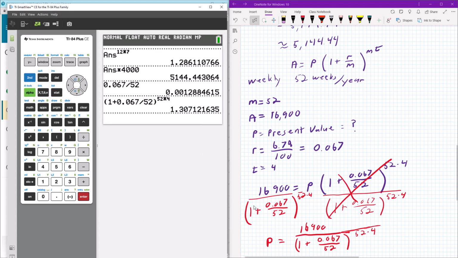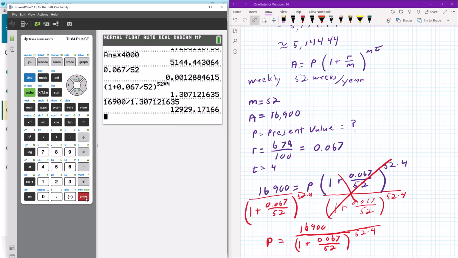So now all I need to do is divide 16,900 by that quantity. And that's what I'm going to do. 16,900 divided by, now I'm going to highlight this number. You could highlight that if you wanted to. They're both the one and the same thing. Divided by that, hit enter, it brings it down, hit enter again. That is my answer.